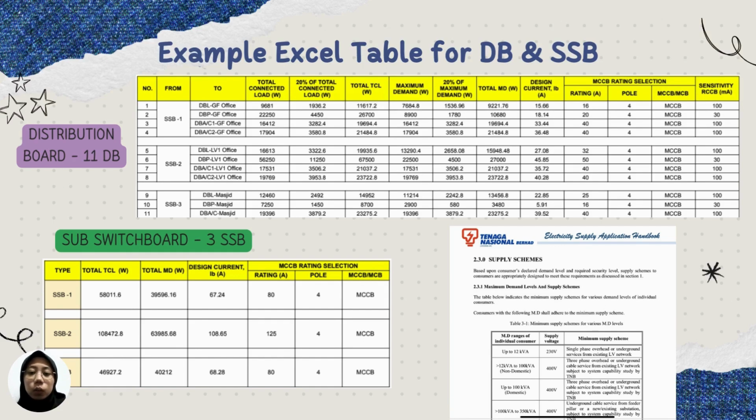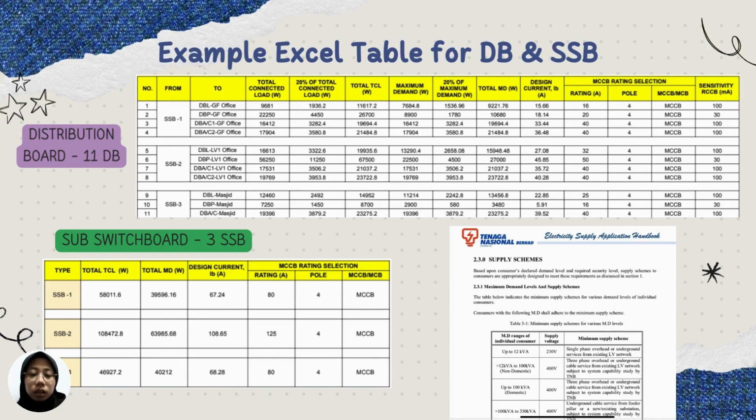Okay, and then we can determine the MCCB rating by referring to the datasheet and the sensitivity of RCCB by referring to the table that I showed earlier. For sub-switchboard, we have 3 sub-switchboards. The first step is we calculate the total connected load, then total maximum demand, and then design current, and we also determine the MCCB rating.